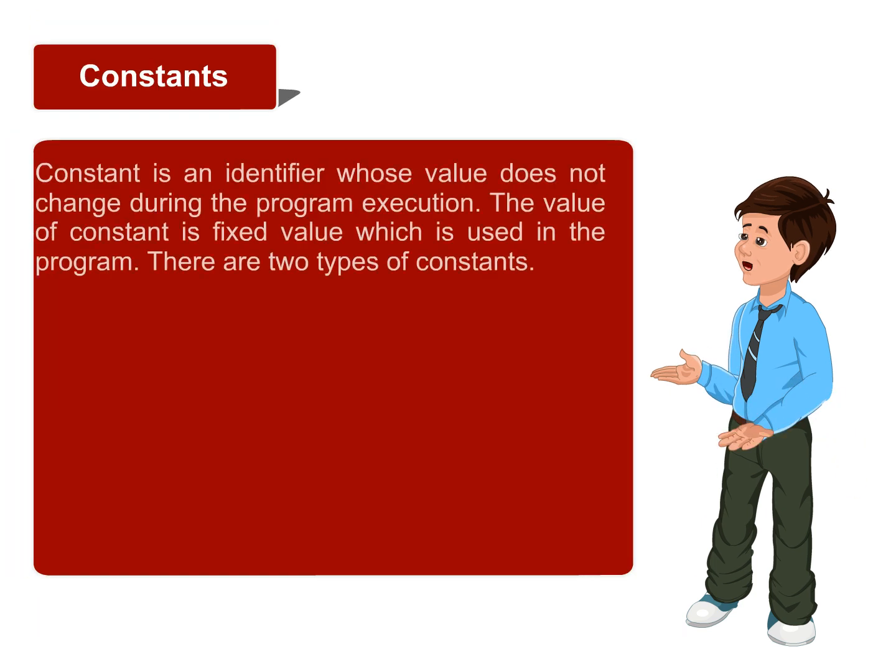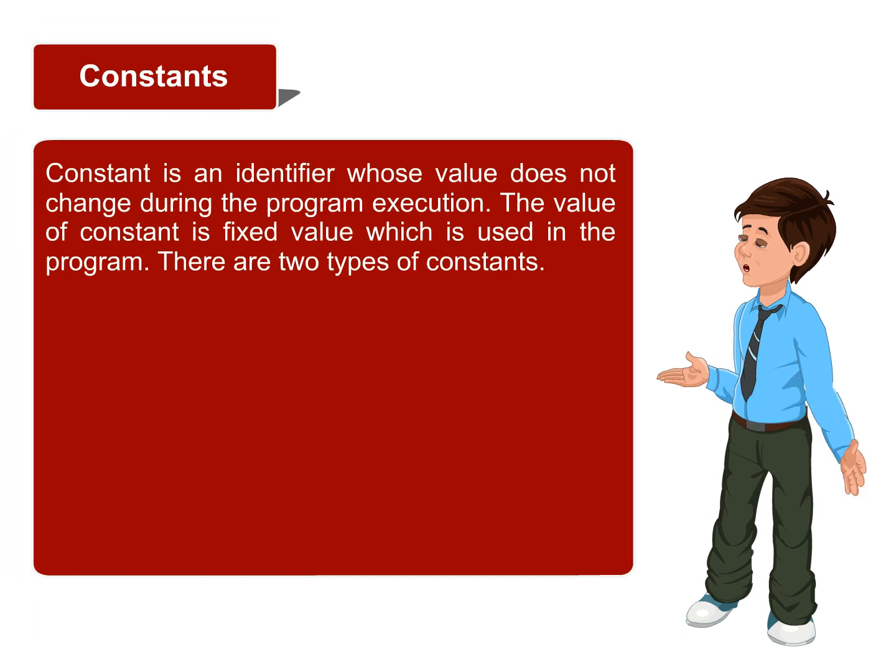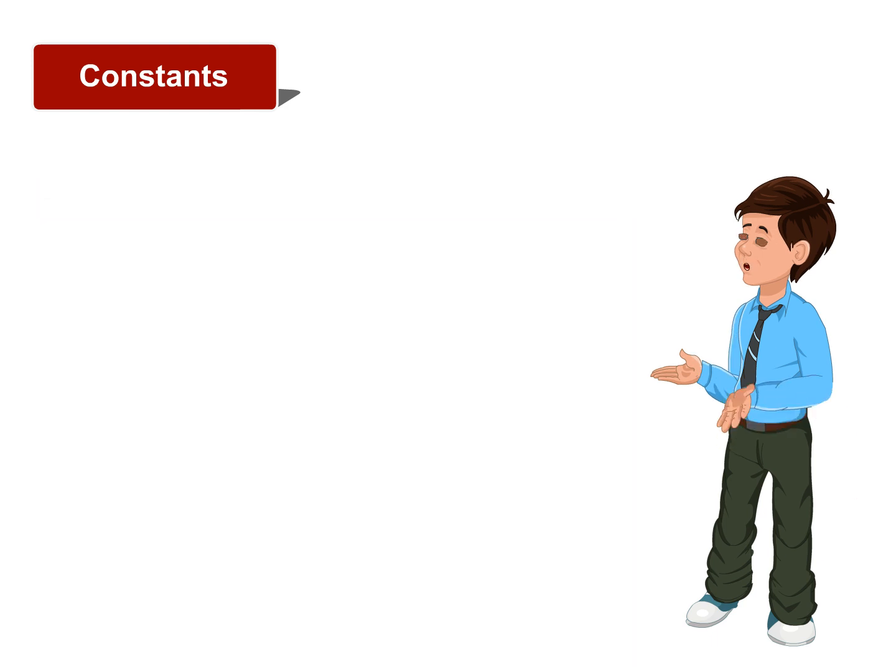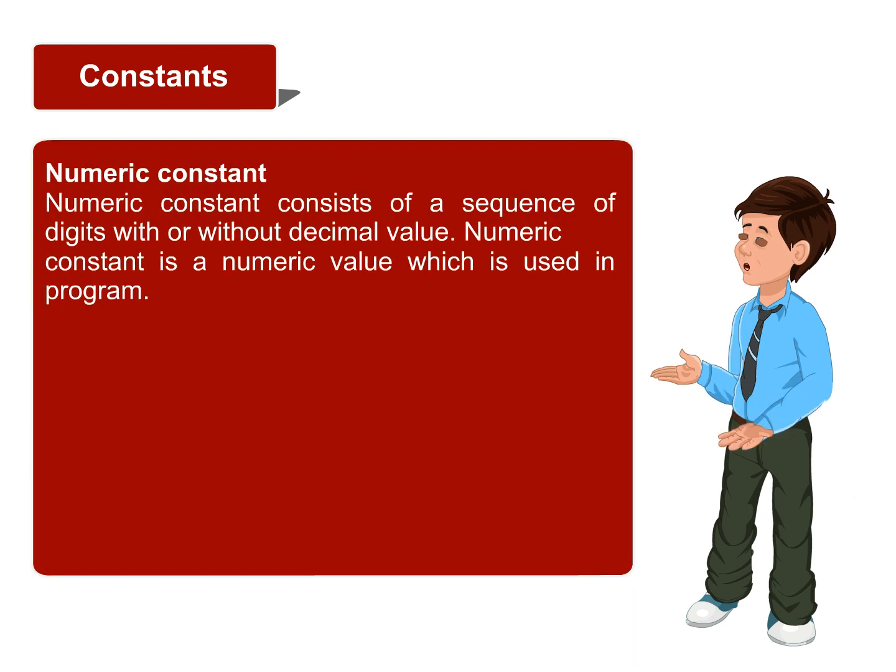Constants. Constant is an identifier whose value does not change during the program execution. The value of constant is a fixed value which is used in the program. There are two types of constants. Numeric constants. String constants.